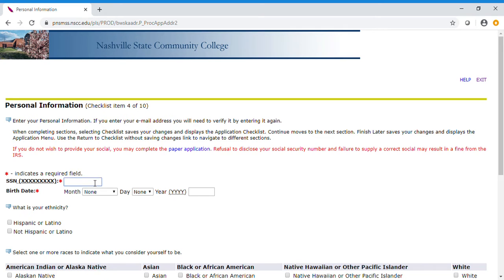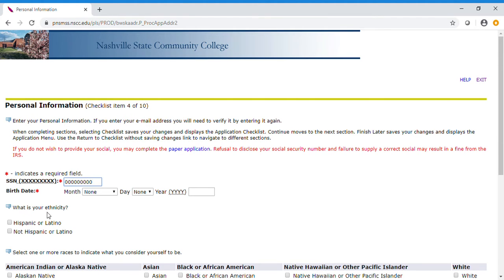Okay, so here's where you would put in your social security number. I'm just going to put in all zeros. Do note that if you do not have a social security number, you can still complete an application to Nashville State. You would want to complete the paper application. However, if you are unable to provide a legitimate social, you will be considered an international student. And just so you know, that will increase the price tag of Nashville State.